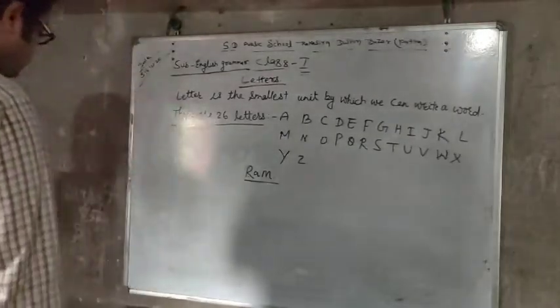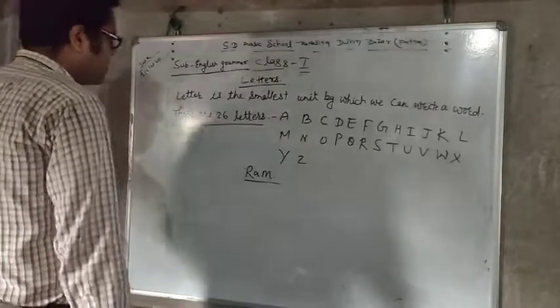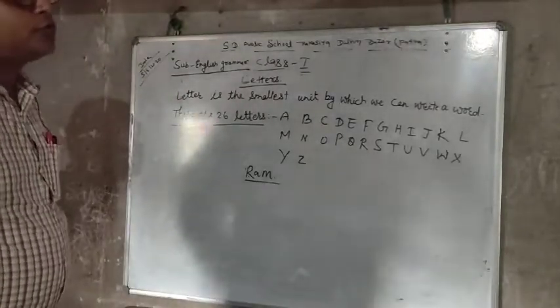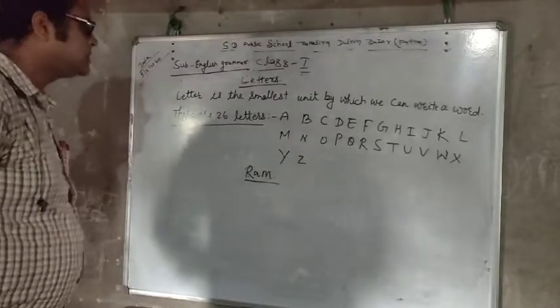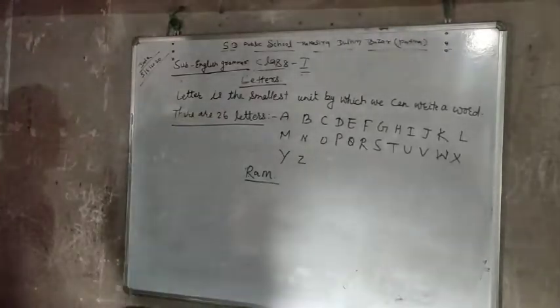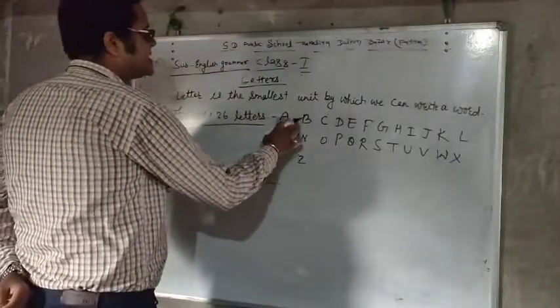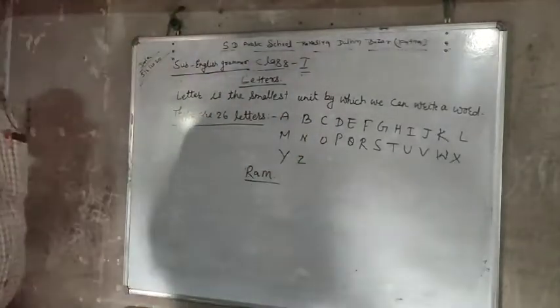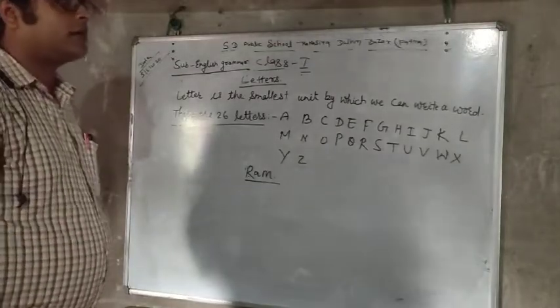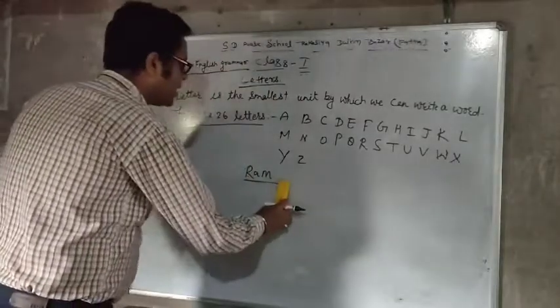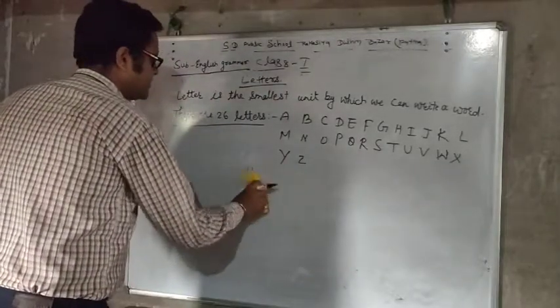Next, these letters can be written in two ways, that is small and capital. So this is the way of writing capital letters. Now we will know how to write small letters.